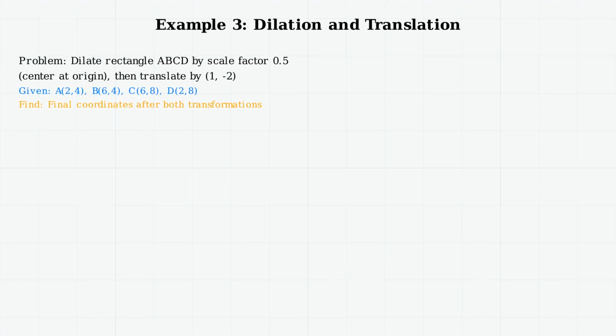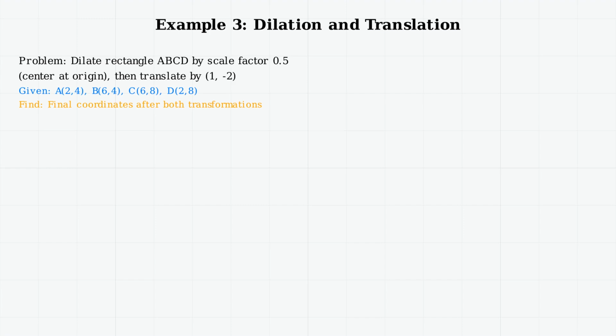Our final example combines dilation with translation. This is the most complex type of transformation composition because dilation changes the size of the figure, which affects how we think about subsequent transformations. Here's our challenge problem. Rectangle ABCD has vertices A(2,4), B(6,4), C(6,8), and D(2,8). First, we'll dilate it by a scale factor of 0.5 centered at the origin. Then we'll translate the result by the vector (1,-2).